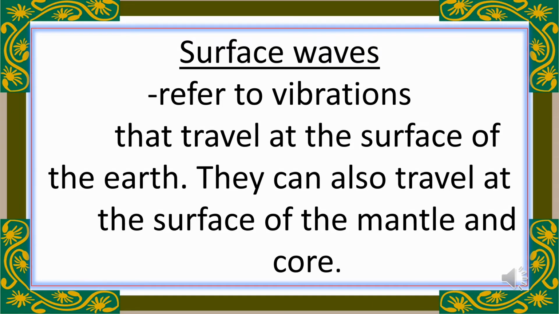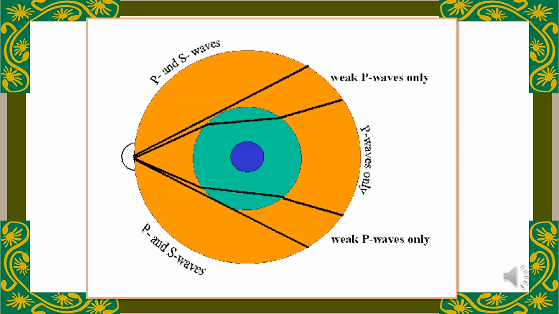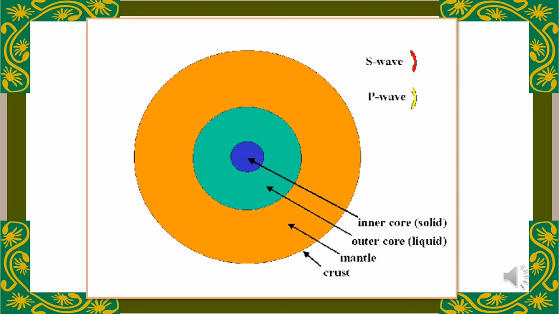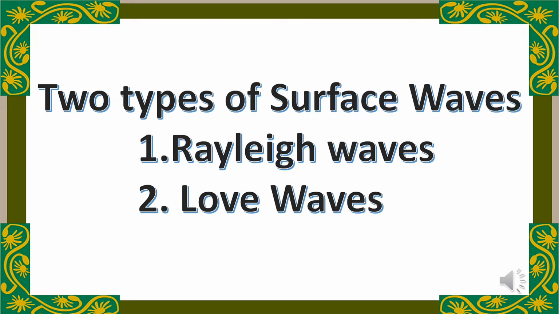Surface waves refer to vibrations that travel at the surface of the Earth. They can also travel at the surface of the mantle and core. From this diagram, red waves represent the S waves, while the yellow waves represent the P waves. Two types of surface waves: first is the Rayleigh waves, the second one is the Love waves.